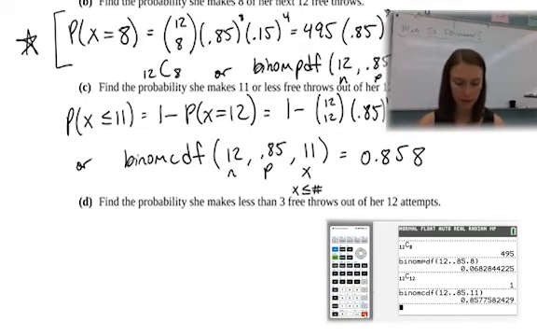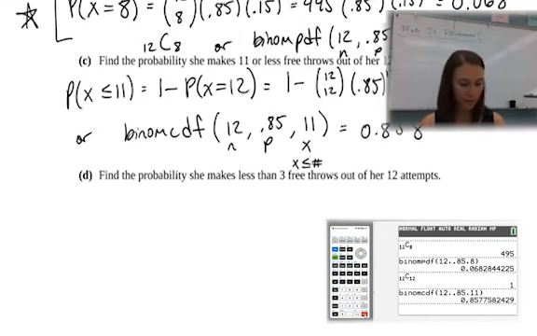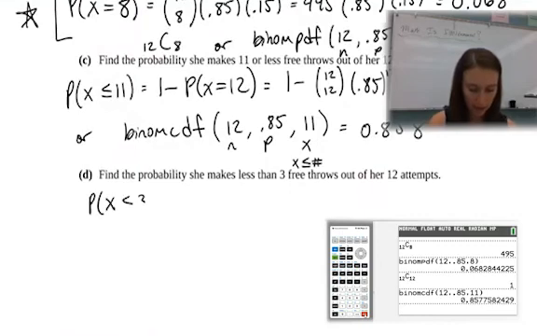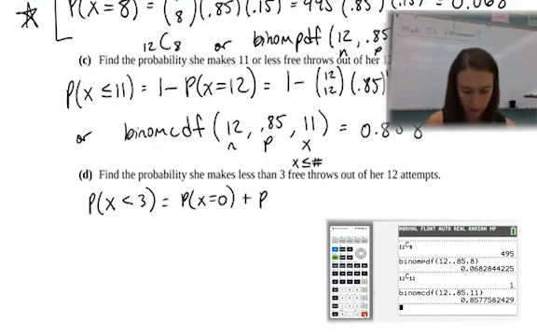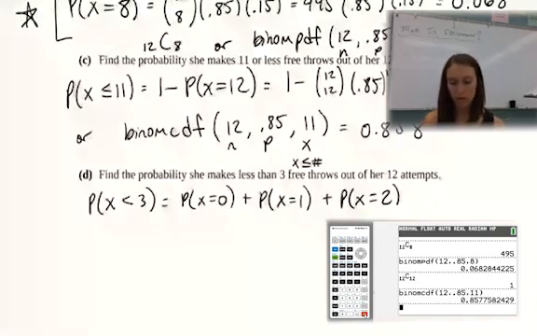Okay, so remember, if you use the calculator function, that's fine. Just label your inputs. All right, and last problem today, find the probability that she makes less than 3 free throws out of her 12 attempts. So probability that x is less than 3 would be the probability that x equals 0, or the probability that x equals 1, or the probability that x equals 2. So we're not including 3 because it says specifically less than 3.